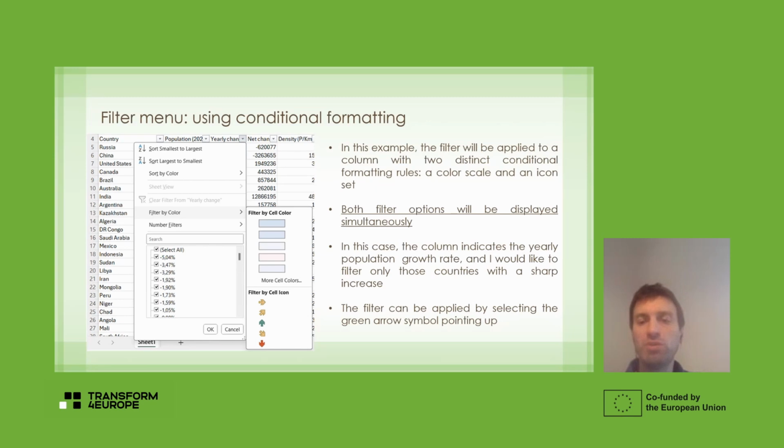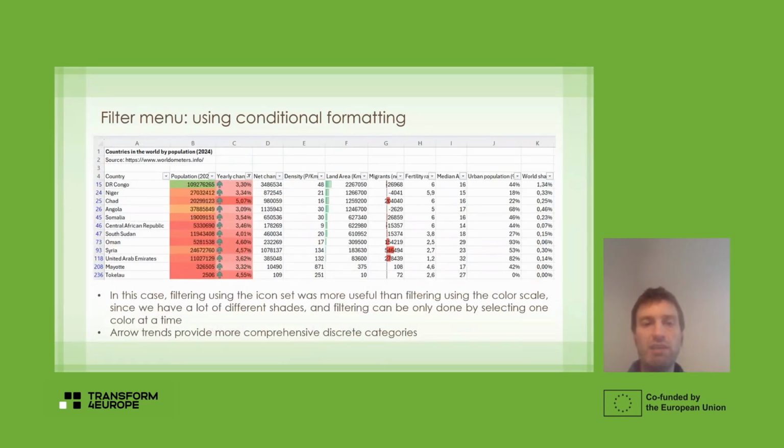So I might want to select, for example, only the countries with an increase in population. Well, I can select from this menu the icon that I want and click on OK, and it will easily filter my table. And as you can see here, I have a very short filtered table that only includes the few countries that have a very sharp increase in population.